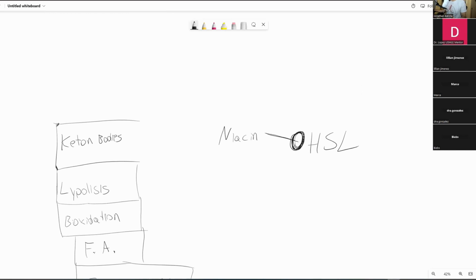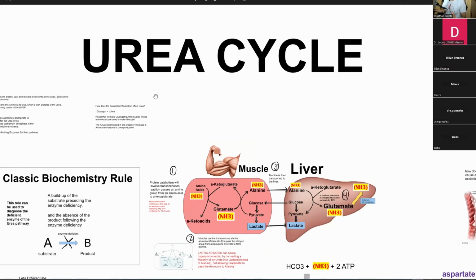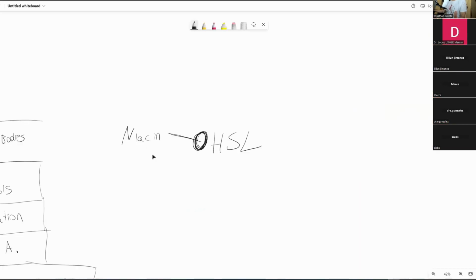Let's see if we have time for it. Very short. I'm just going to breeze through it. All right. This here is the urea cycle. And this is a simple concept. It's the whole basics of biochem. There's a certain rule here. So think about it like this.